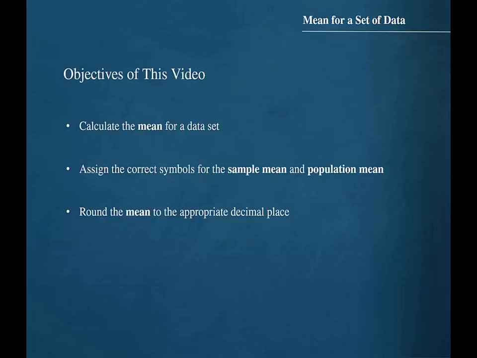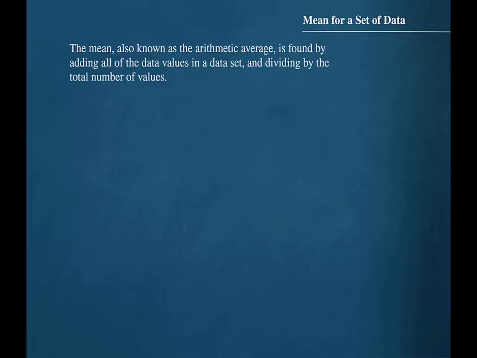The objectives for this video are to learn how to calculate the mean for a dataset, assign the correct symbols for the sample mean and population mean, and round the mean to the appropriate decimal place.